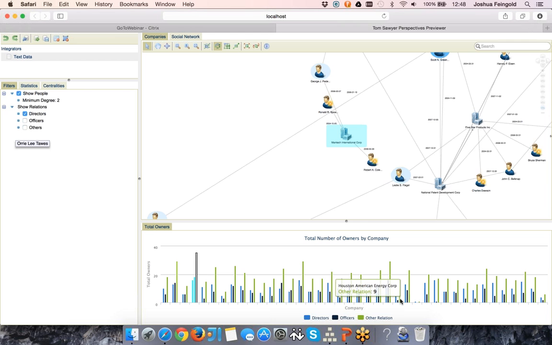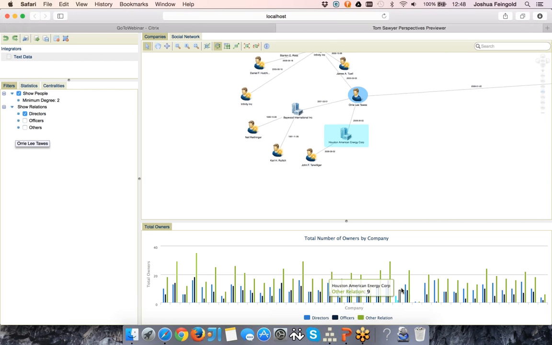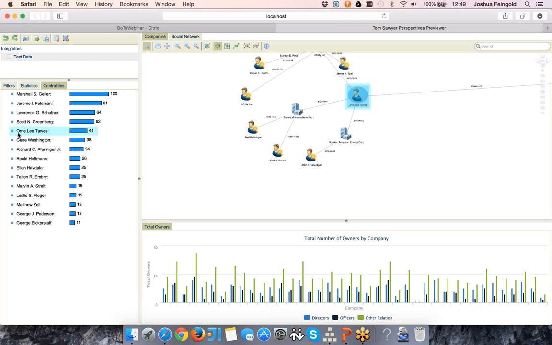There are a lot of opportunities. Here's a company where I have to be very selective. But maybe it turns out that this company that only has a very few people associated with it also is connected to this Ori Lee Taos, who happens to also be very central in the network. So I can get in with this very small, difficult to contact company at the same time that I can form connections with lots of different other companies that he happens to be associated with.